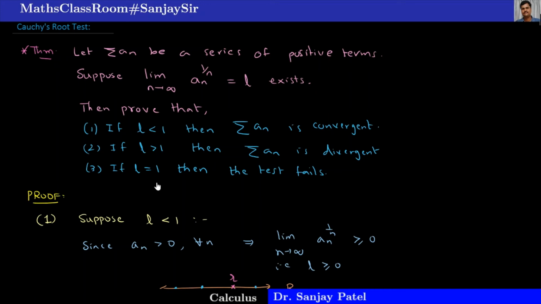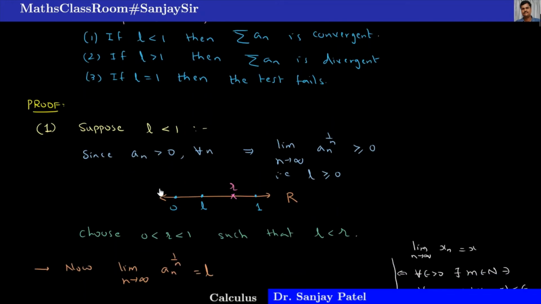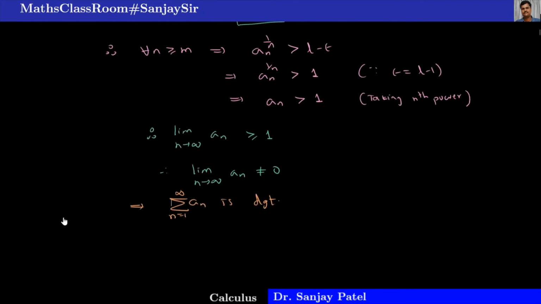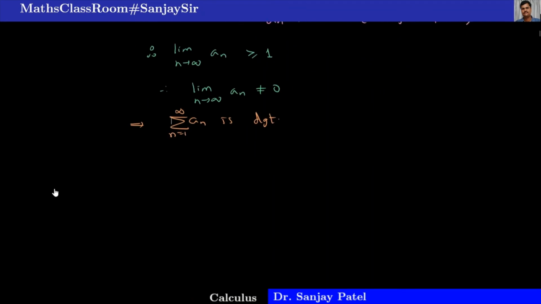So in this case, we should provide an example in which the limit of a_n raised to 1 upon n is 1, but the series may be convergent or divergent. So I will consider two different series, and for both the series, the limit L will be 1, but one is convergent and the other is divergent. So consider case 3. Suppose L is equal to 1.